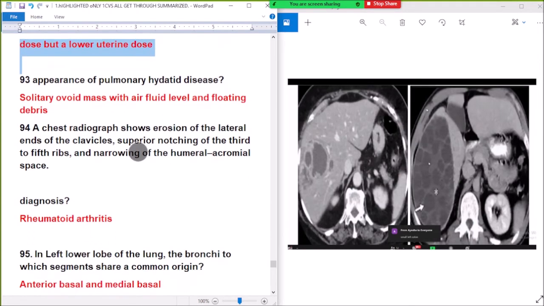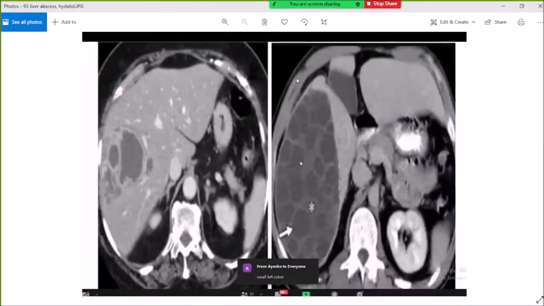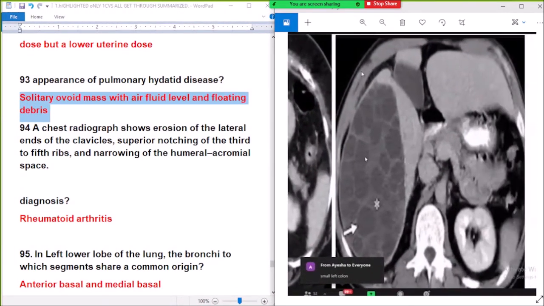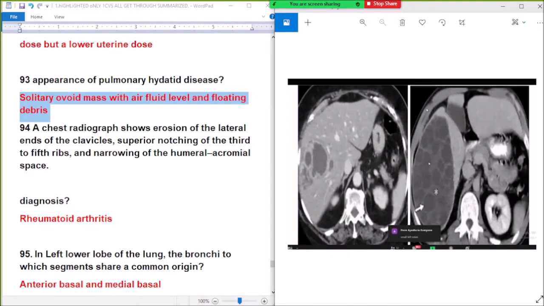Question 93. Appearance of pulmonary hydatid disease: solitary ovoid mass with air-fluid level and floating membranes, or multiple cysts. Liver abscess, hydatid disease.